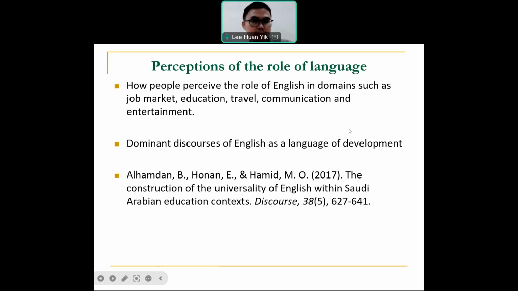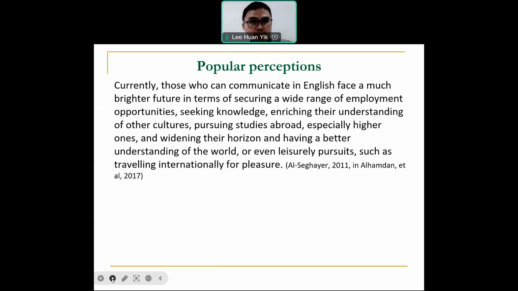Of course, we are looking at perception, okay? Perception of the role of language. So as I mentioned just now, what is the role of English in this sense? And it's very dominant currently, the discourses of English as a language of development or as a language for development, right? So within the Saudi Arabian context, within so many different countries, and within Malaysia as well, in terms of Sarawak, in terms of the whole country, right? English seems to be the de facto language of development or language for development. So that's the popular perception right now.